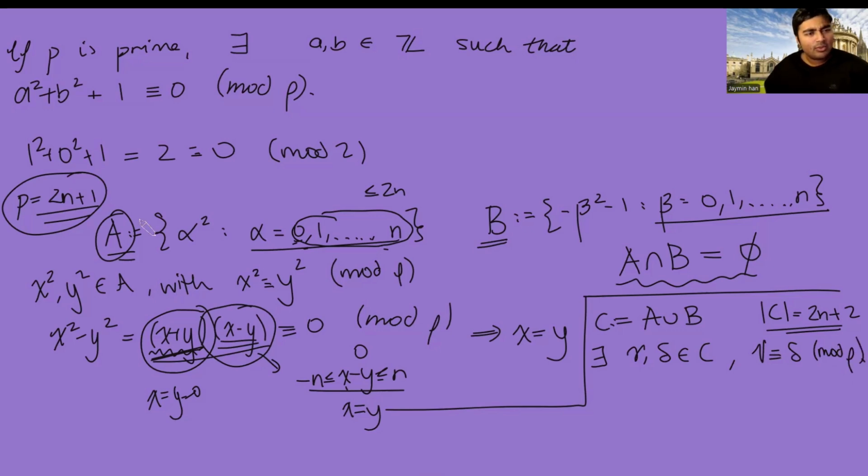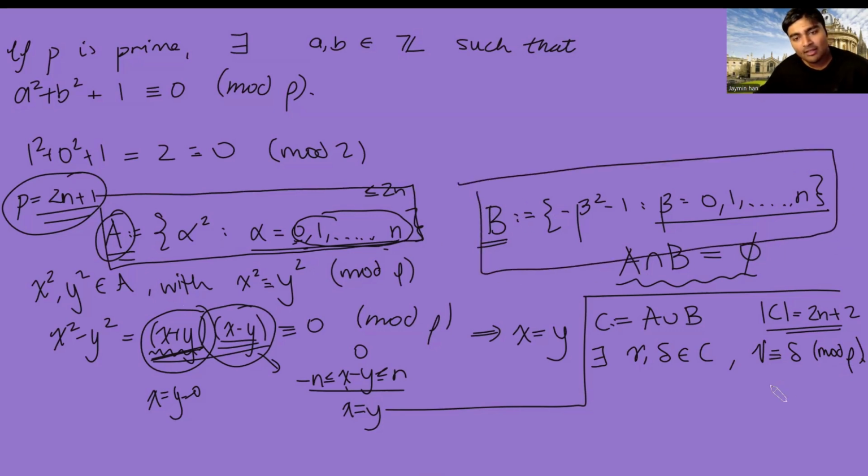But here's the thing. We know, as we just mentioned, everything in A is distinct mod P from one another within that set. And similarly for B, everything in there is distinct mod P. So for there to be two guys in C which are the same mod P, precisely one must be from A and one must be from B. So that must mean there's some alpha squared, so maybe I call it A squared, that's in A that's equal to some B in B. So that would be minus B squared minus 1. And this is mod P.